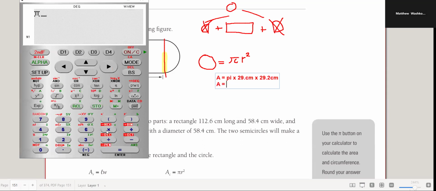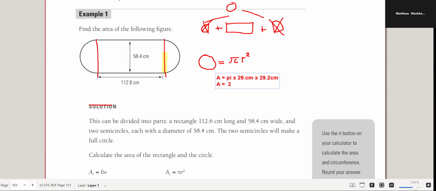So pi times 29.2, and you can use the square feature if you want. It doesn't matter. It is 2,678. We're just going to keep it like that. 2,678 square centimeters. So that's the circle.